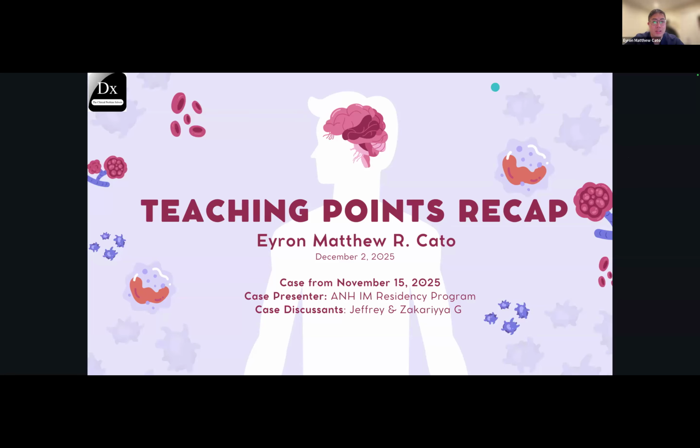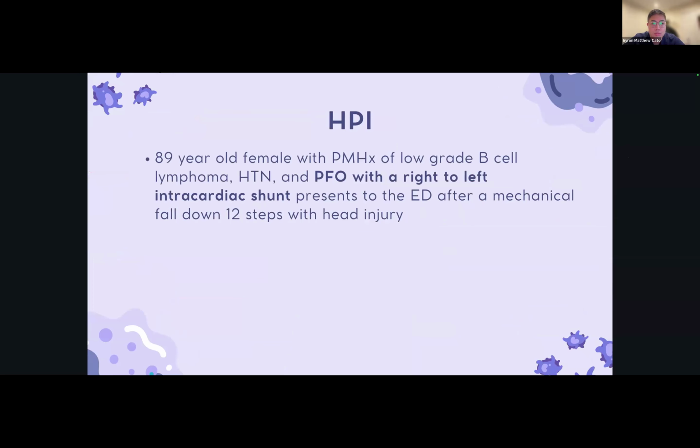So, hey guys, I'm Aaron. I'm a medical graduate from the Philippines, and today I'm going to be sharing a teaching points recap from a case that was presented on November 15th by the Allegheny residency program. So, for the HPI, quickly, for this patient, it was an 89-year-old female with past medical history of low-grade B-cell lymphoma, hypertension, and a patent foramen ovale with a right to left intracardiac shunt.